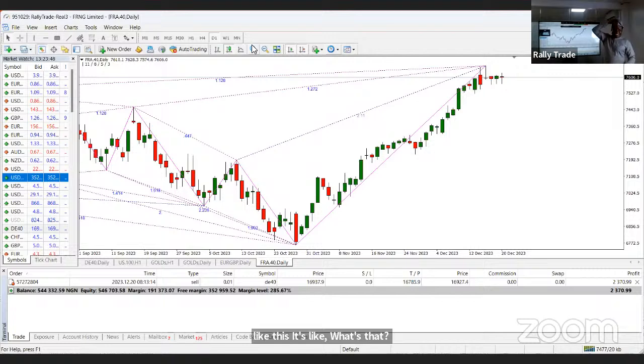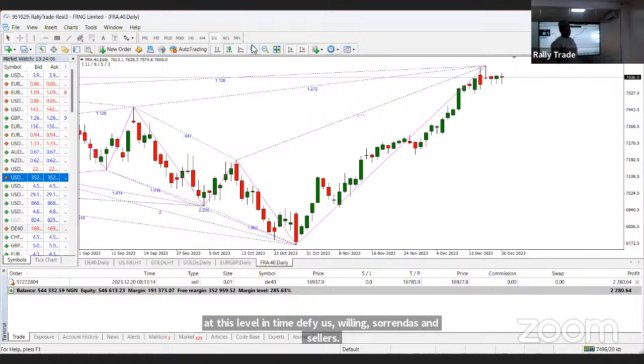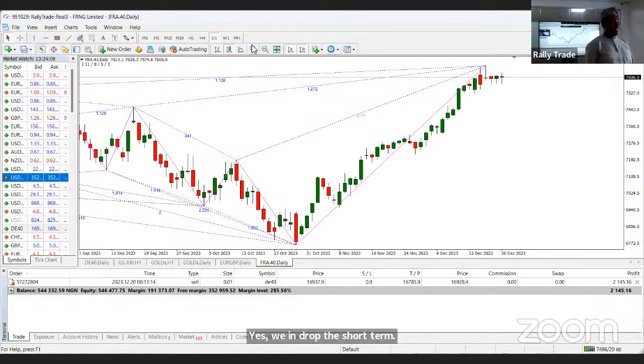So what does it mean? You can tell us. What it means is that at this level in time, the buyers willingly surrender to the sellers. Willingly. Yes, willingly. They drop the sword. For you to know these things I'm showing you, these have been in training for a while. These belong to traders. Guys, buyers willingly surrender to sellers at this level. So it's left for the sellers, if they know, to take charge.